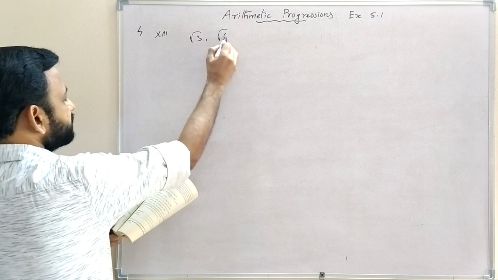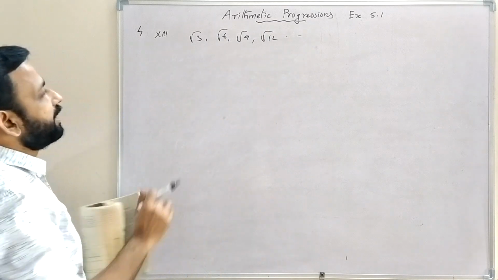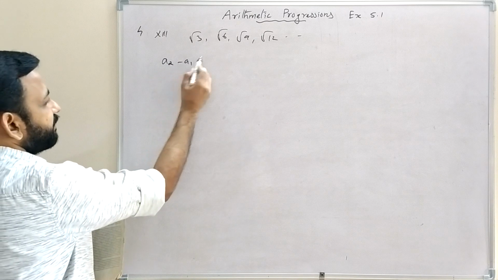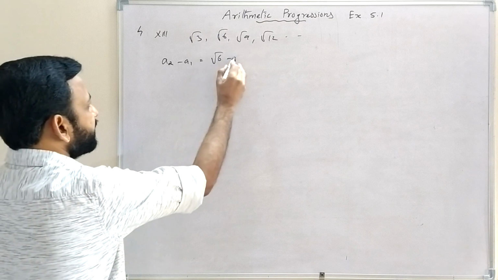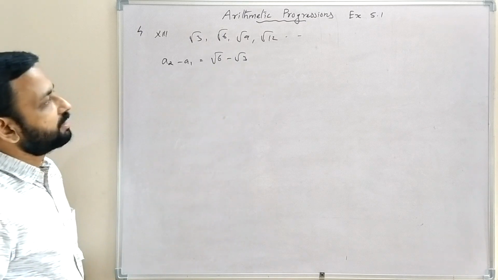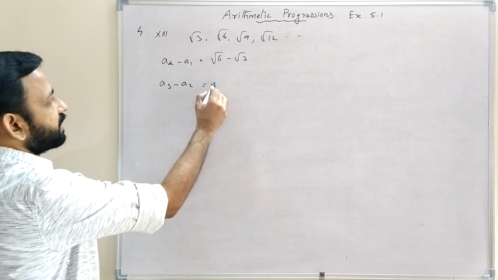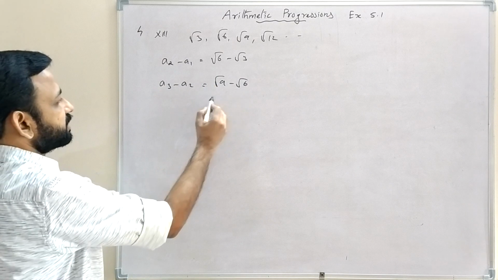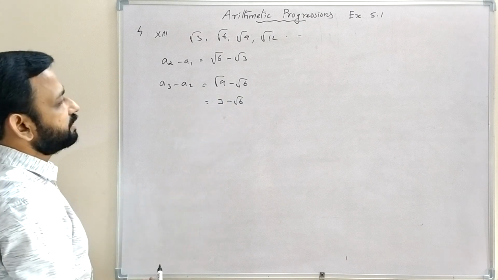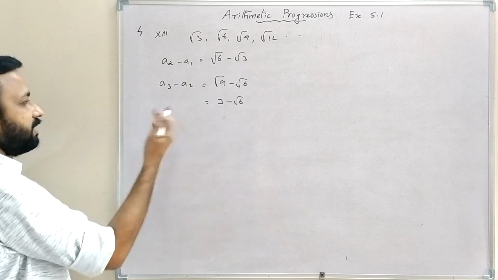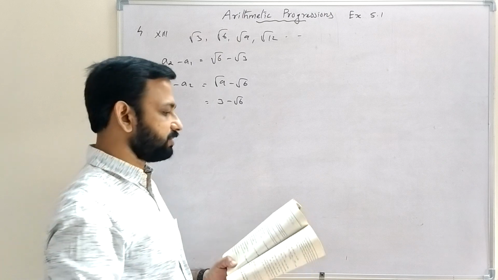Root 3, root 6, root 9, root 12, etc. Here A2 minus A1 we cannot reduce into any form. A2 minus A1 is root 6 minus root 3. Then A3 minus A2 is root 9 minus root 6, and root 9 is 3, so 3 minus root 6. And here root 6 minus root 3 and 3 minus root 6 are different. So A2 minus A1 is not equal to A3 minus A2, so this is not an AP.